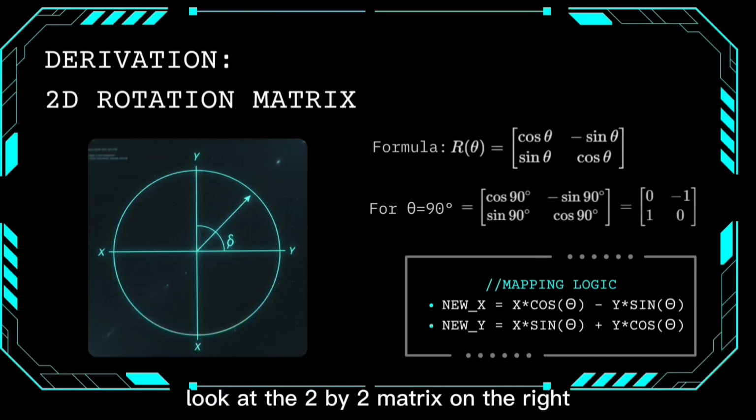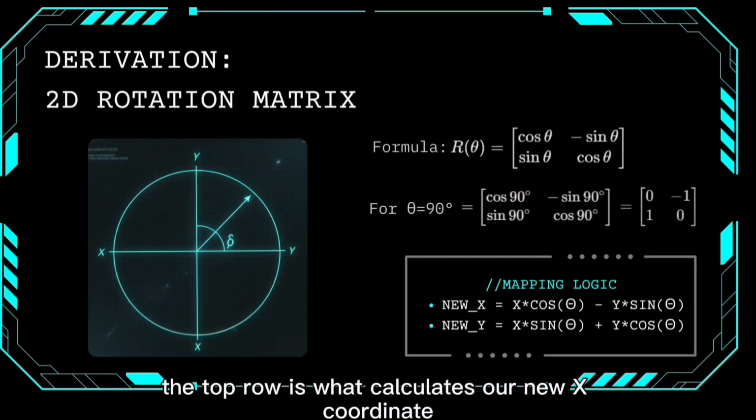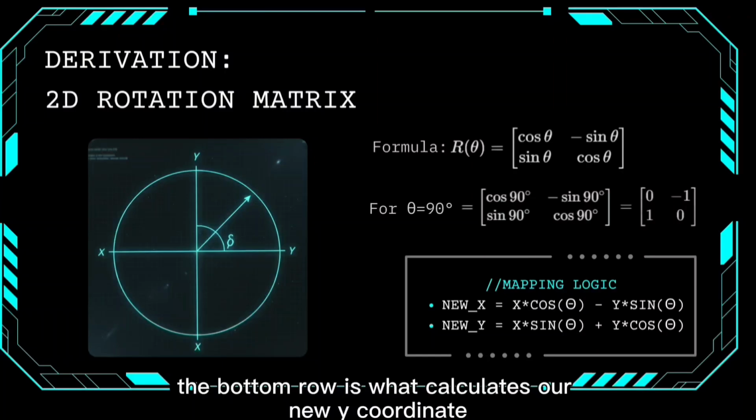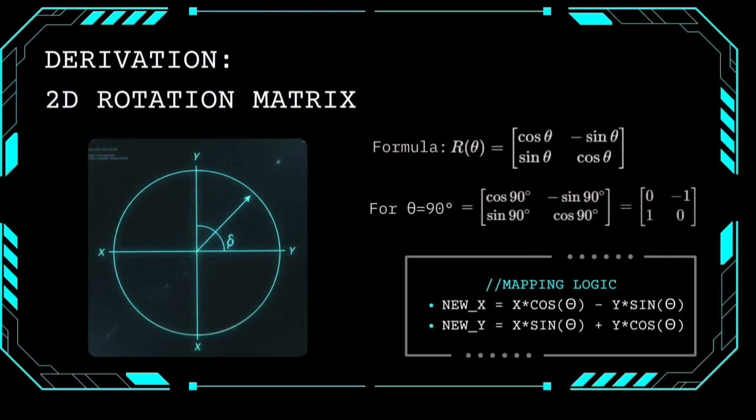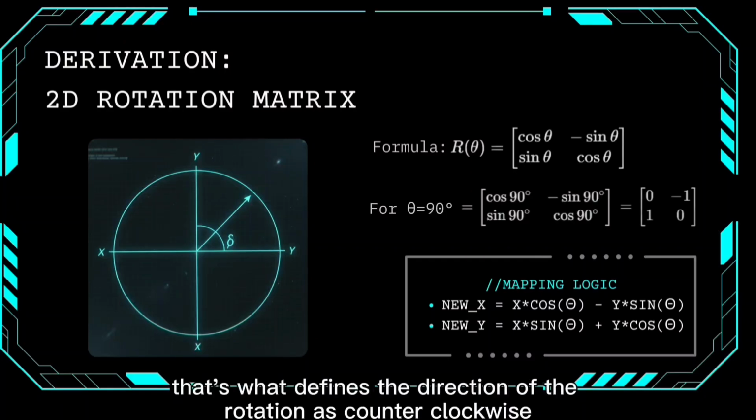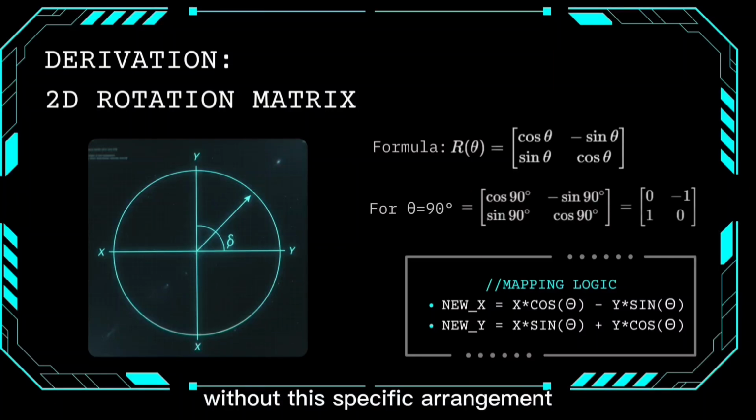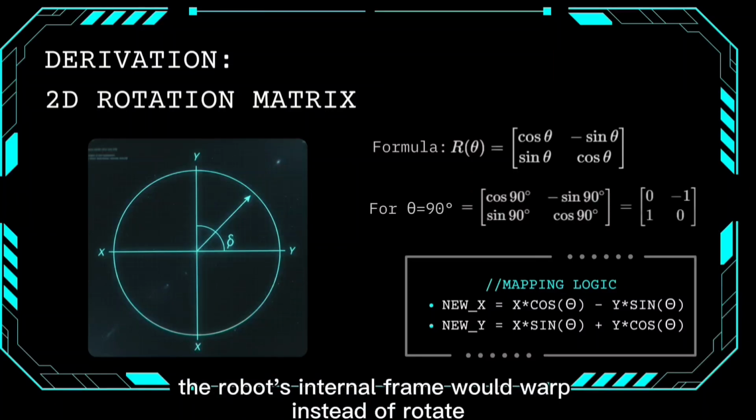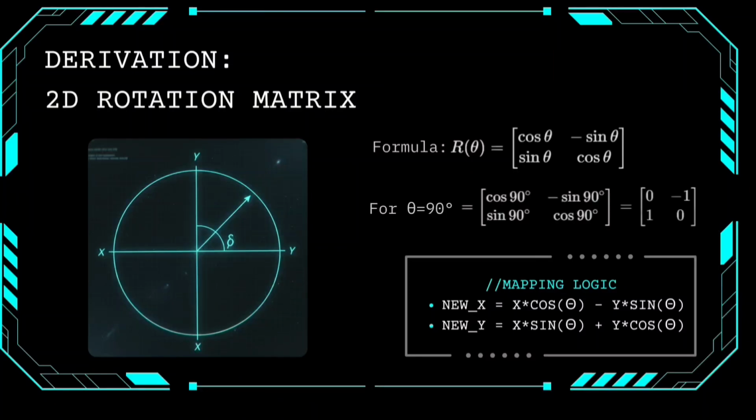Look at the 2 by 2 matrix on the right. The top row is what calculates our new x coordinate. The bottom row is what calculates our new y coordinate. The negative sign on the top right value is very important. That's what defines the direction of the rotation as counterclockwise. Without this specific arrangement, the robot's internal frame would warp instead of rotate.